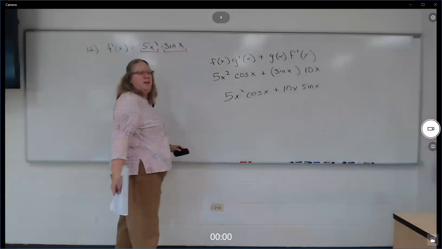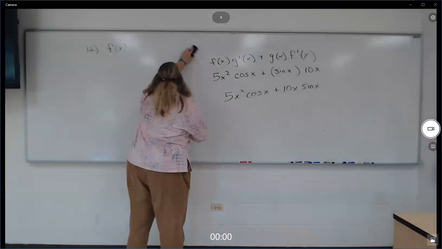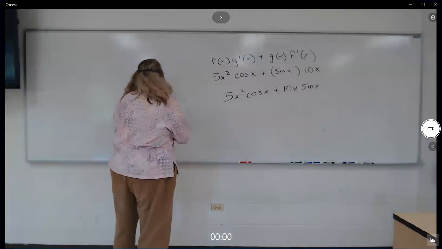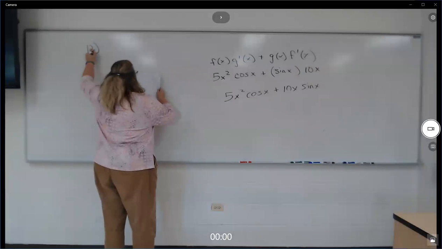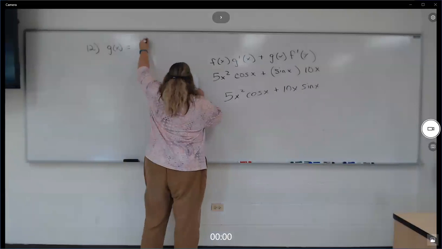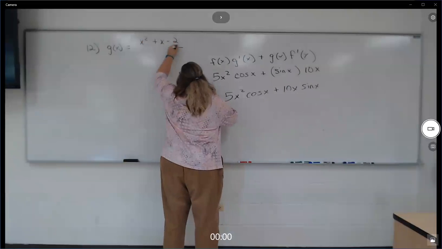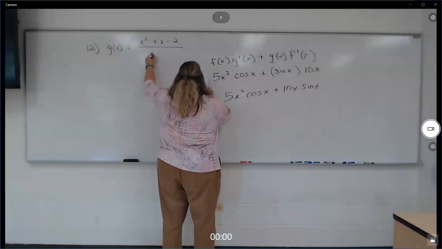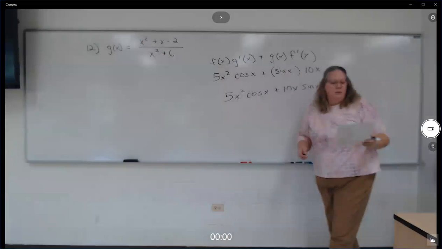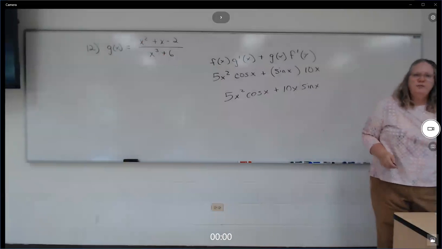Oh, yeah, you're right. I have to say product. Yes, quotient rule, right? You got that division? Yeah, very good. Quotient rule. I think I say that a lot. All right, so we got x squared plus x minus 2 over x to the third plus 6. So yeah, quotient rule. Just take your time.